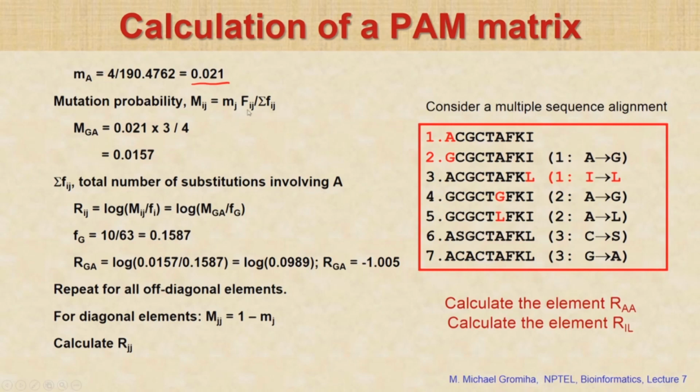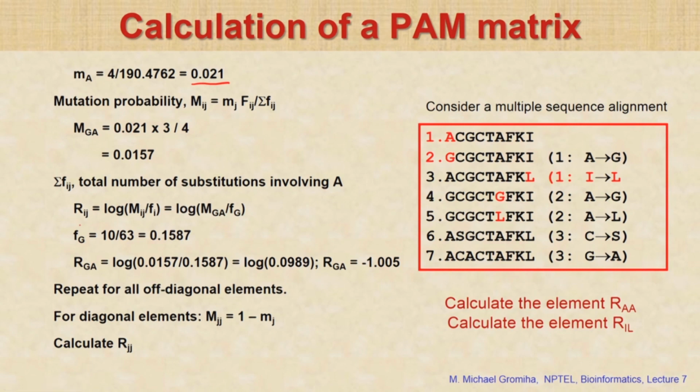So, here Mga is equal to 0.021 multiplied by Fij, the frequency of this, which is equal to 3, divided by sigma Fij, which is equal to 4. So, we get Mga equal to 0.0157. Fij is the total number of substitutions involving alanine, that is 4. So, this is equal to 0.0157.